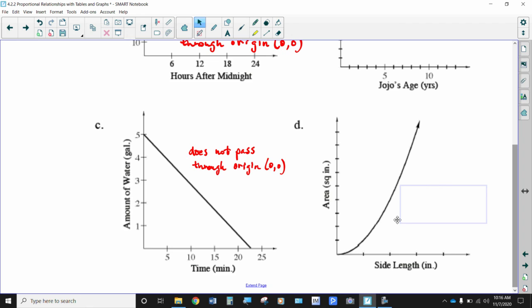And then this starts at the origin, but is that a straight line? No, this is actually a classic line for what we call exponential growth. It is not linear growth, so it does not have a constant growth rate, and it's not a straight line, and therefore not a proportional relationship.